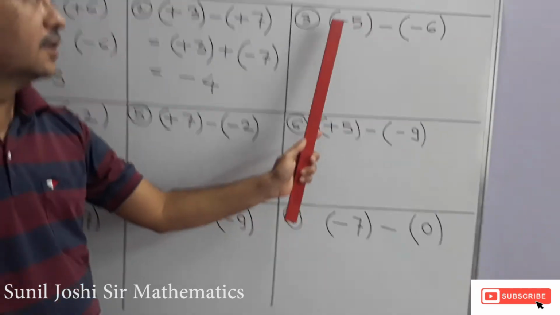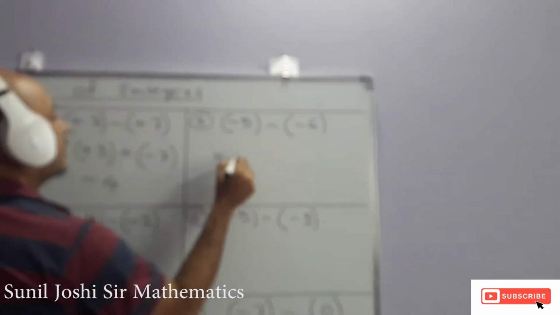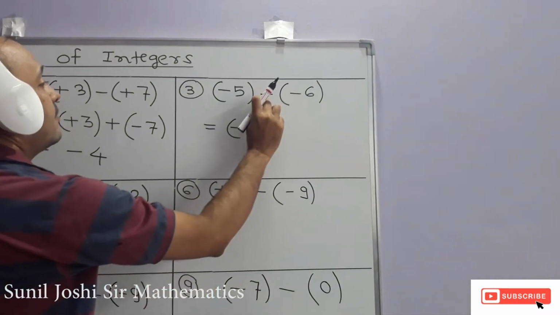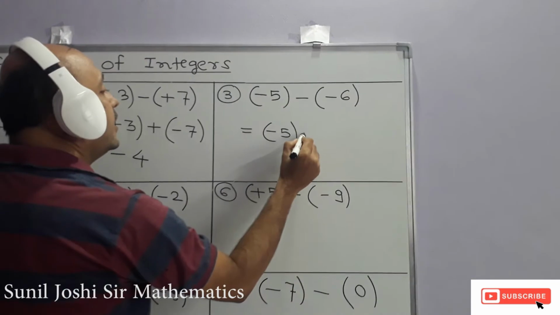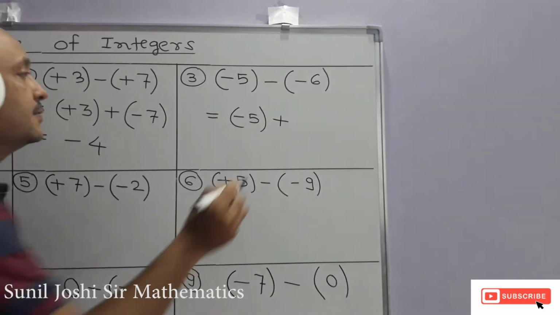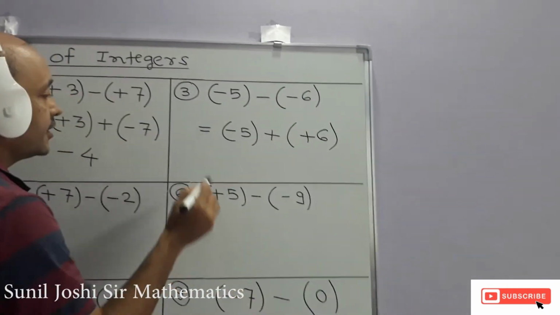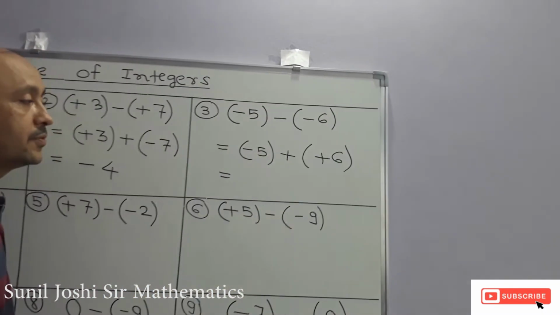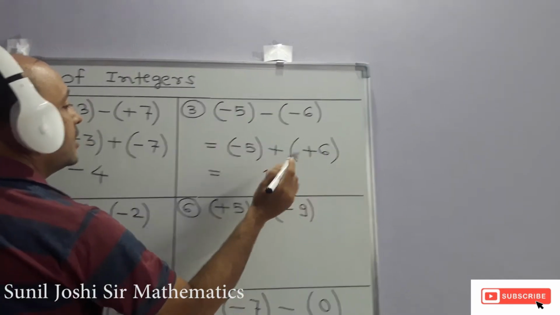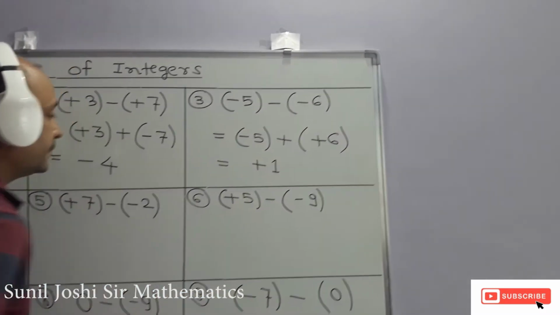Next example, the first integer as it is, no change in the first integer. Then minus, that is difference, is converted to sum, that is addition. Then opposite number of negative 6, that is positive 6. And then rules of addition, different signs do subtraction. So 6 minus 5, the answer is 1. The greater number is 6, 6 having the sign positive, answer having the sign positive.